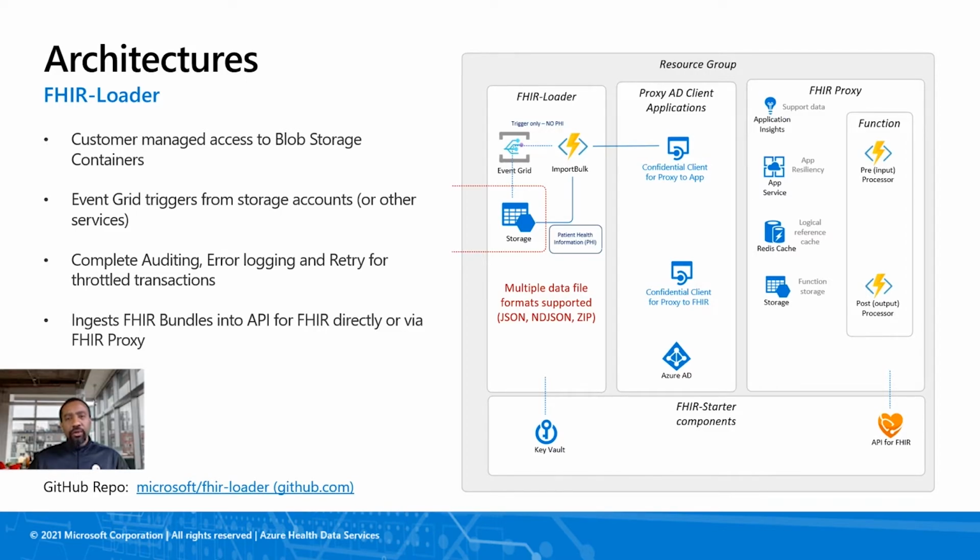Basically, the way it works is once you've deployed the FHIR Loader infrastructure, you'll have an Azure storage account that you can go ahead and upload your files to. Then the FHIR Loader will monitor that storage account. It will look for files as they're uploaded, and that will trigger the process for the FHIR Loader to read that file in, perform some basic validation steps, and then push that data into the API for FHIR.